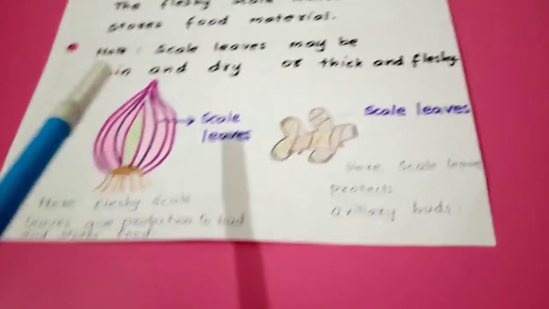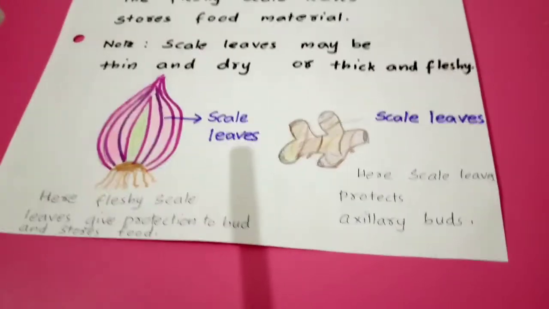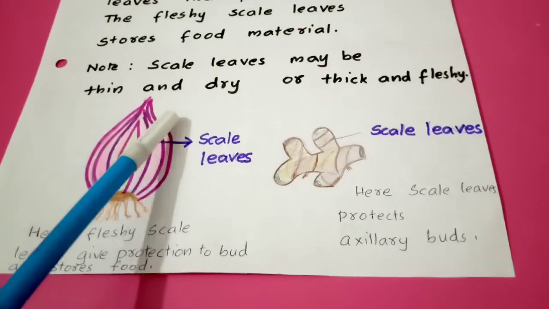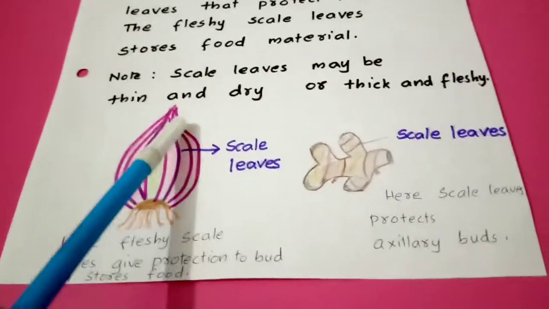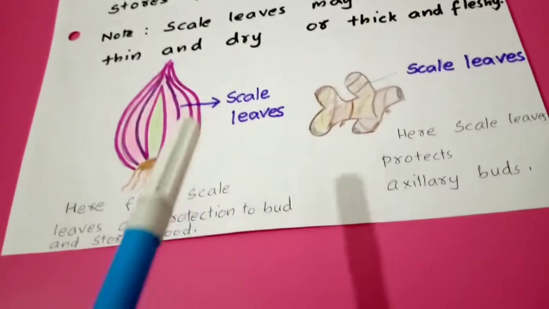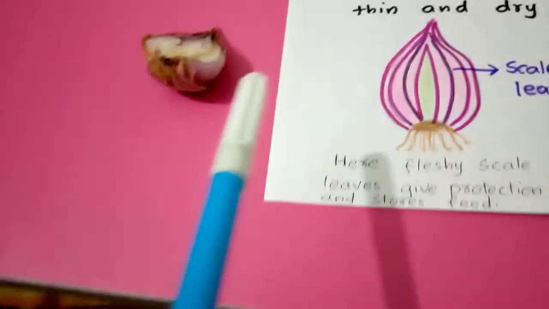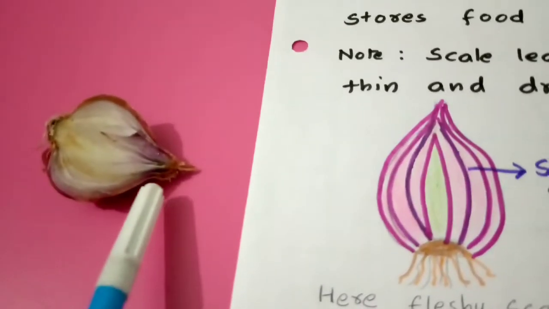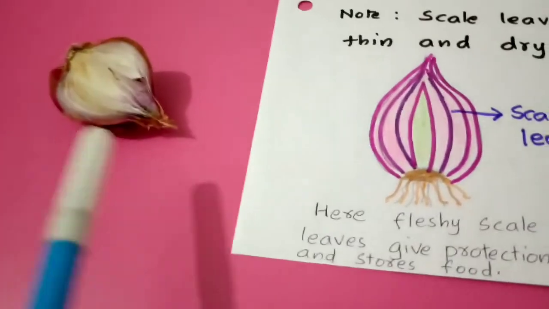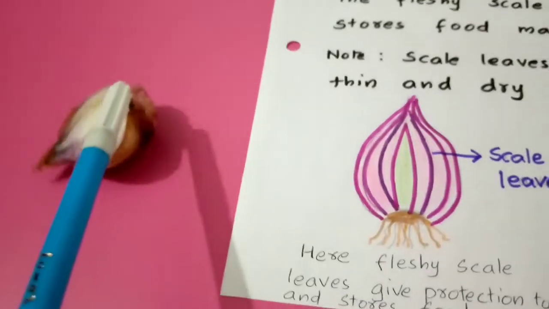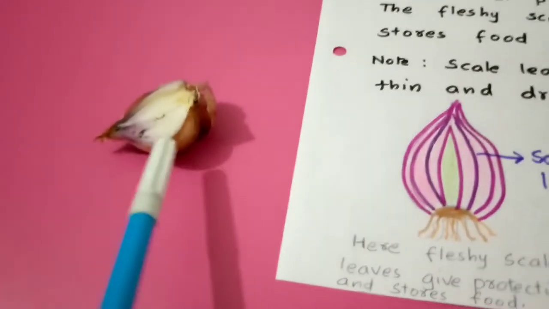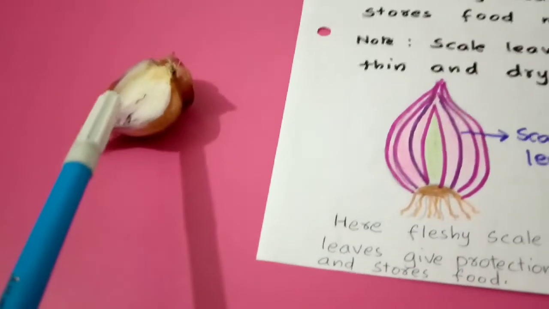This is a diagram of onion. This outer part is called tunic. This is a papery outer covering. On the outer surface of the onion you can see a paper-like structure. This outer covering is called tunic, and inside you can see these scales, layer by layer. These are the modified leaves. These are called scale leaves, for protecting the bud.